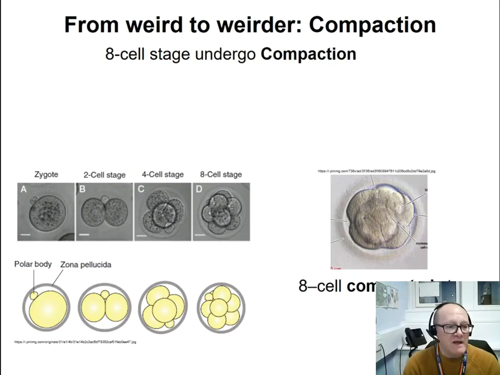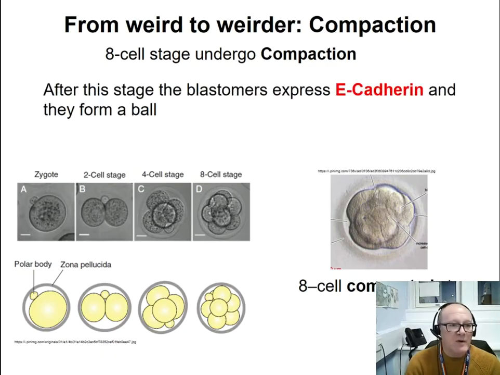Initially, the 8 cells are kind of globular, rounded, but then they start to express a protein that is called E-cadherin. E-cadherin is like a cellular glue and makes the cells bind to each other very tightly. So at the beginning of the 8-cell stage, the blastomeres are loosely attached to each other, but after they start to express E-cadherin, they become very compact and they bind to each other very tightly. Also, they become quite flat. So overall they form what looks like a football.